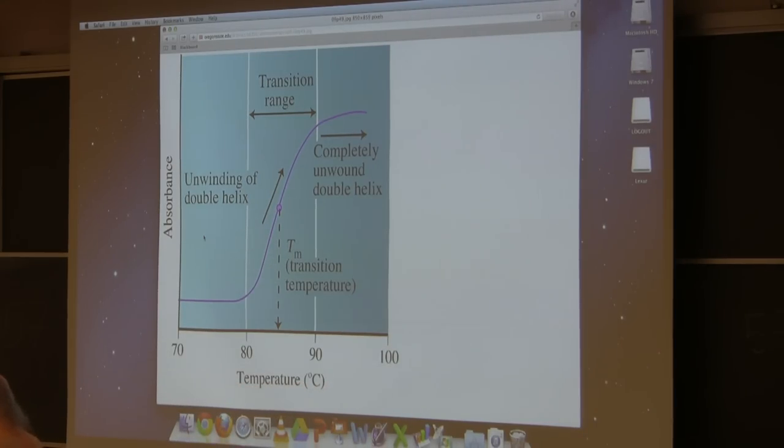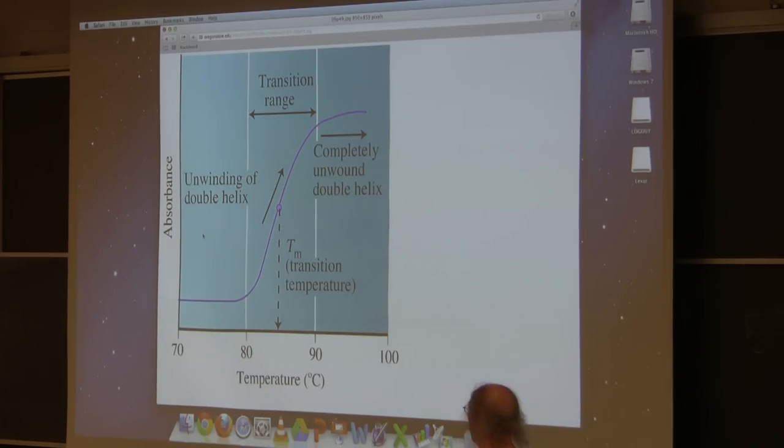What you see on the screen is a depiction of what we call the hyperchromic effect. Hyperchromic meaning, hyper meaning more, additional. Chromic meaning color. So color arises as a result of absorption. And so we're seeing more absorption happening as temperature goes up. And that more absorption is happening because single strands absorb radiation better than double strands.